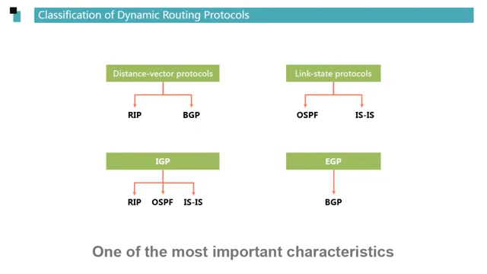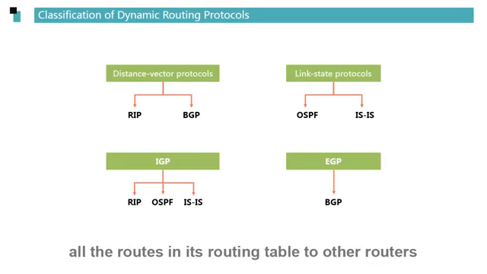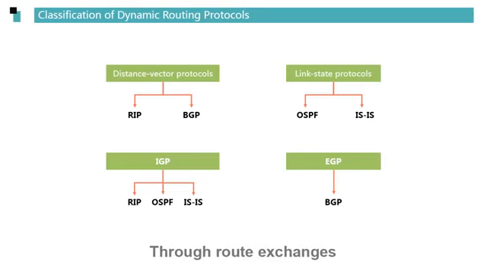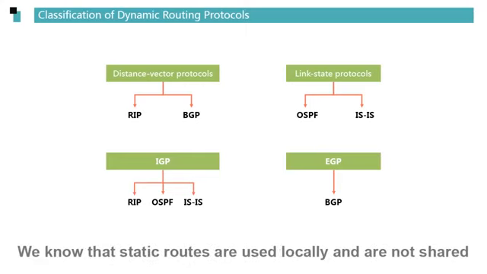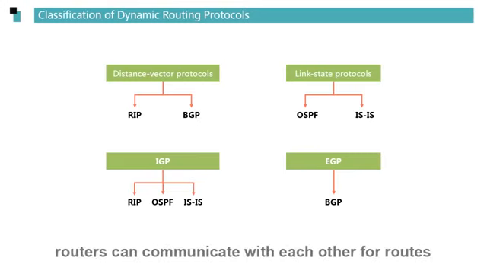One of the most important characteristics of distance vector protocols is that each router sends all the routes in its routing table to other routers. Through route exchanges, each router learns the routes that its routing table does not have. We know that static routes are used locally and are not shared. Once a distance vector protocol is enabled, routers can communicate with each other for routes.